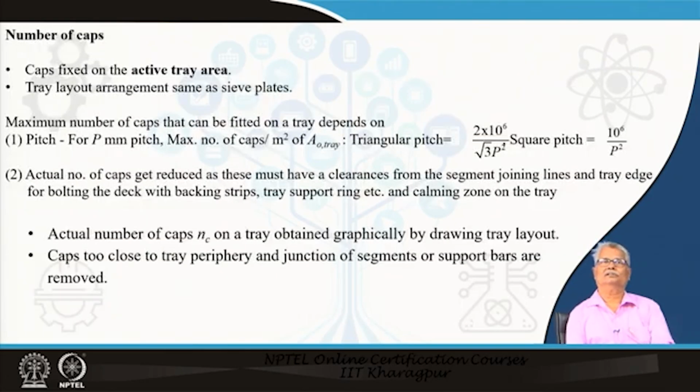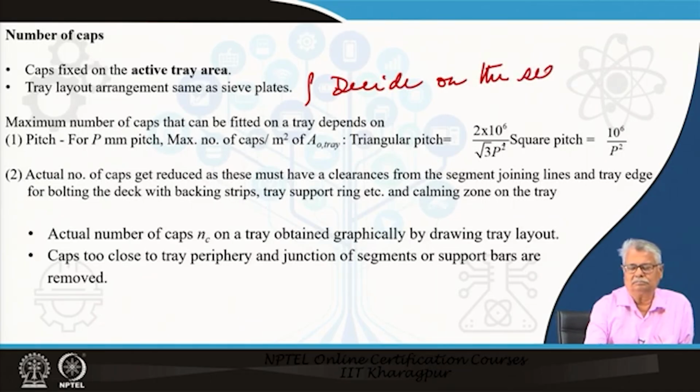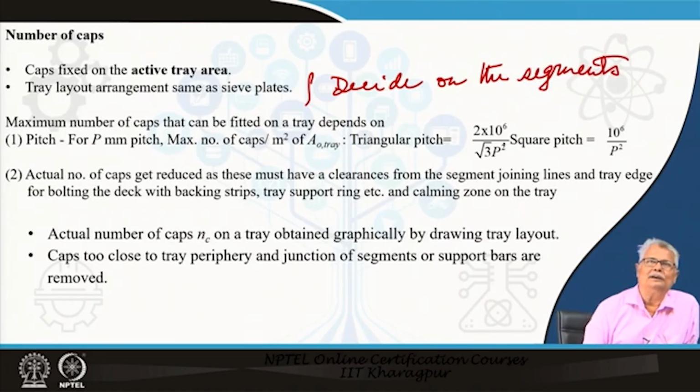Next comes the question of the number of caps. The caps have to be located on the active tray area, and within the active tray area also you do not have everywhere where you can locate your vapor dispersers. So basically what you have to do is your tray layout arrangement. The first thing that you do is decide on the tray segments. Wherever you have the joints, you have to have the backing strip, and you cannot put your vapor dispersers there.